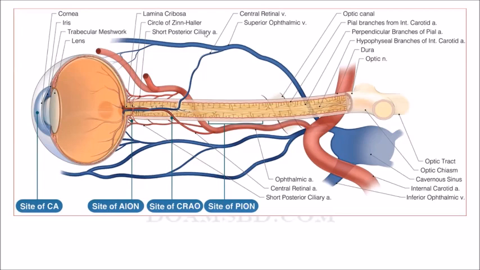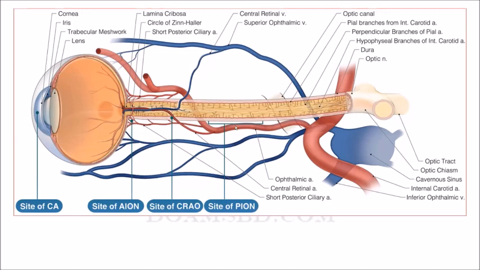This is the short posterior ciliary artery. It also gives blood supply to the macula, the central vision, right, in the macular area. So if the central retinal artery is occluded, the macula gets its nutrition from this additional blood. So in the pale retina, this area becomes redder than the non-occluded retina. So this is the cherry red spot. This is the explanation of the cherry red spot.